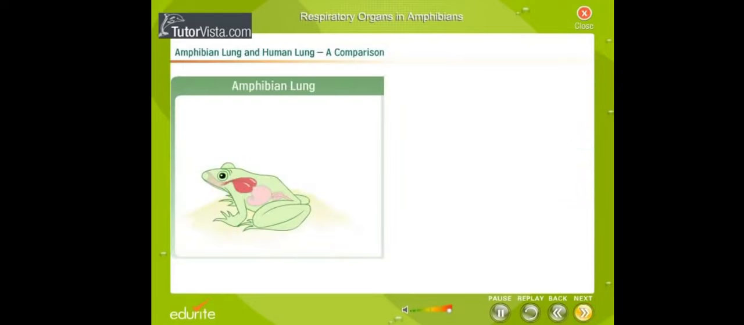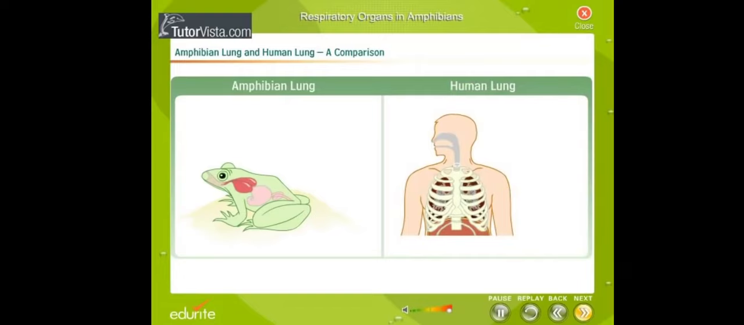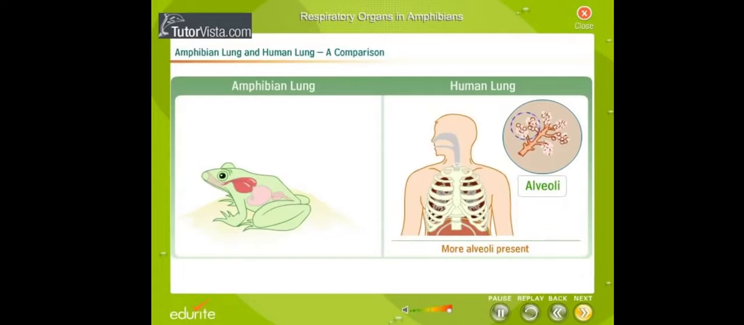Amphibian lungs are a bit different from our lungs. Our lungs are spongy and full of tiny little sacs called alveoli. These alveoli increase the amount of surface that oxygen can enter our bodies through. Since amphibians don't need as much oxygen as humans, they don't have as many alveoli either.